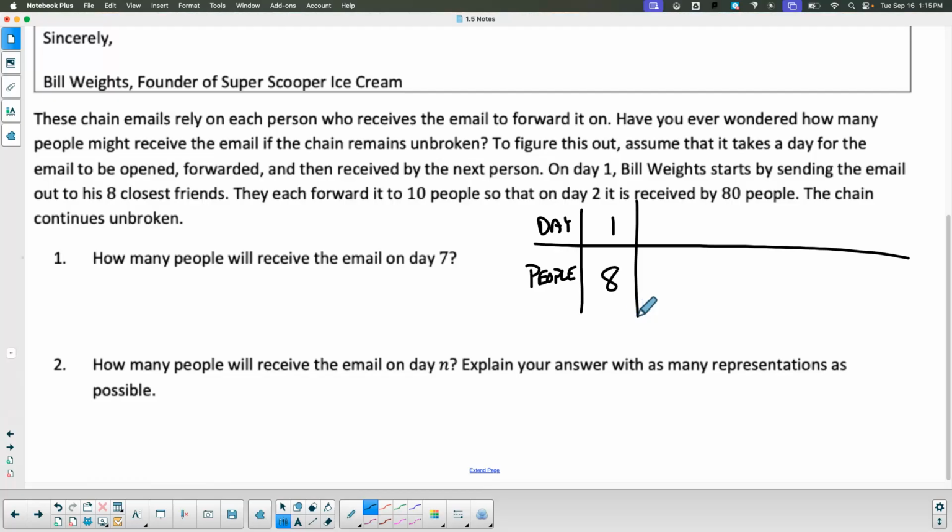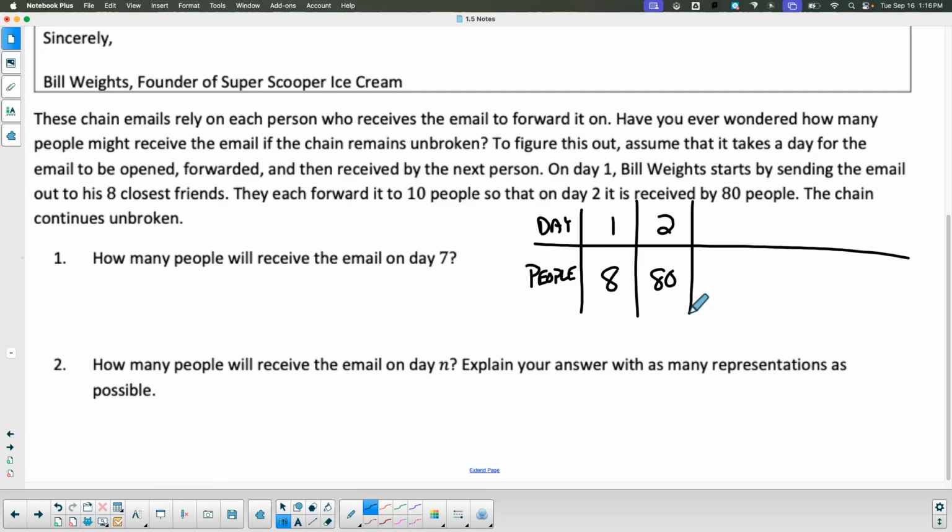Okay? Each of those 8 people then did what with the email? They forwarded it to 10 people. So how many people on day 2 are reading the email and forwarding the email? 80, because each of the 8 sent it to 10 more people. So now on day 2, that's where the 80 people comes in. Okay? So now on day 2, those 80 people send it to their 10 friends. How many people have it now on day 3?